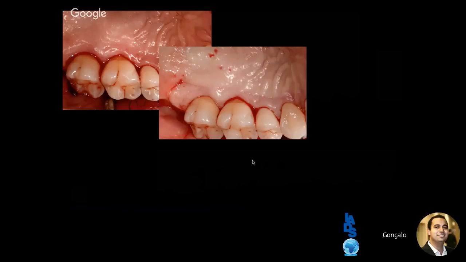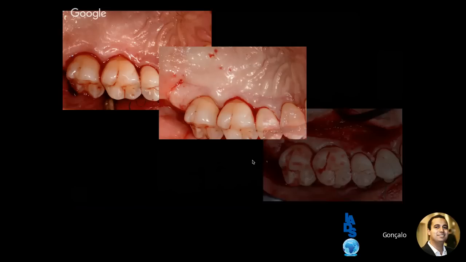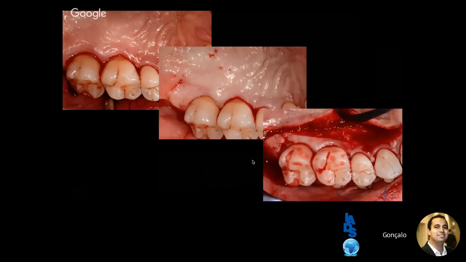Here at USC, we try to do it with autogenous connective tissue as much as possible. I think the evidence and the studies show that although we have viable alternatives, connective tissue is still the gold standard. So we try to use it as much as possible. Here we do an incision that will have both the connective tissue from the palate and also the tuberosity, because in this case, as I said, we needed a big graft.